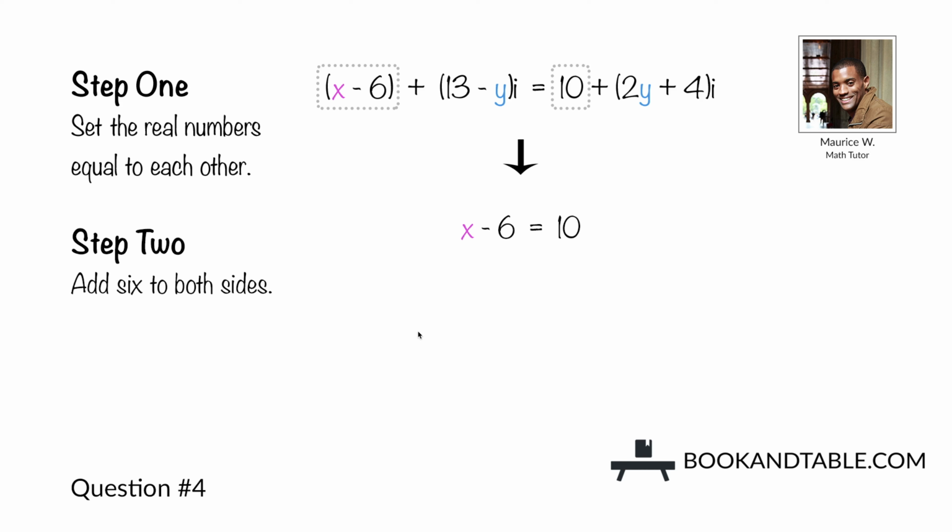Step 1, set the real numbers equal to each other. The expression x minus 6 represents our real number on the left side of the equation. And on the right side, we have a real number of 10. So x minus 6 is equal to 10. So we solve for x by adding 6 to both sides, giving us x is equal to 10 plus 6, which is 16.